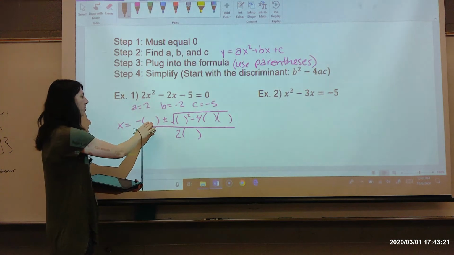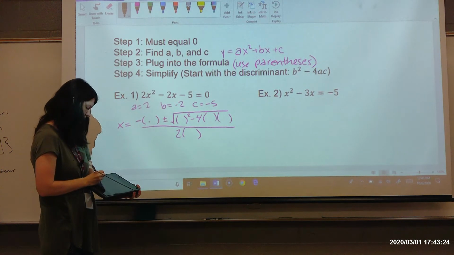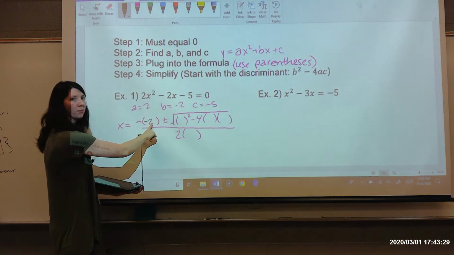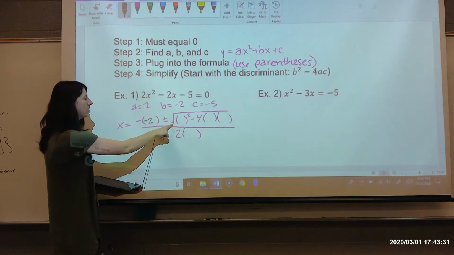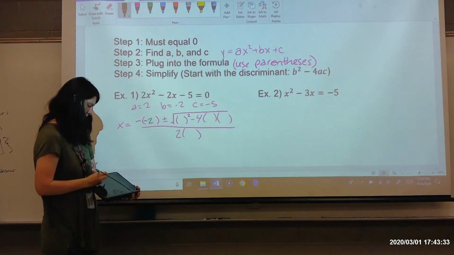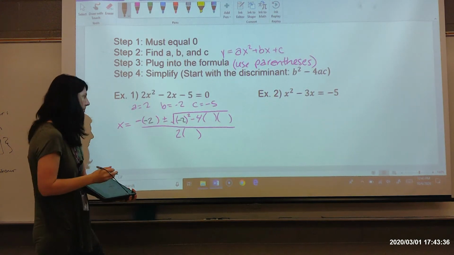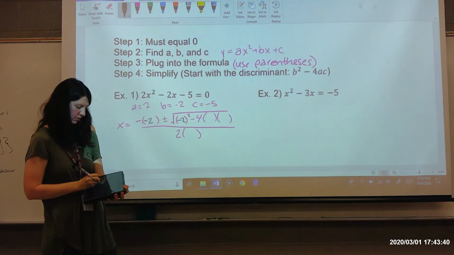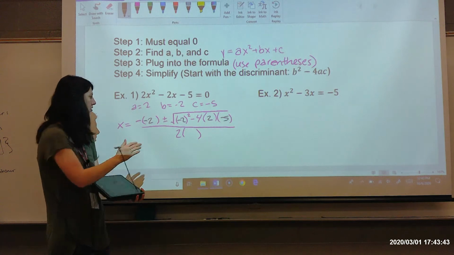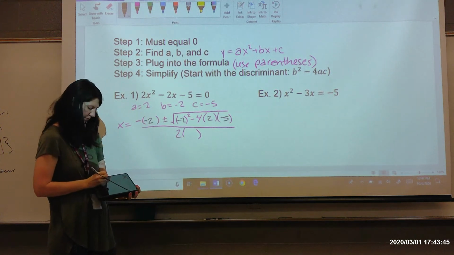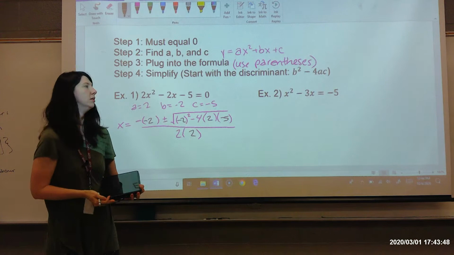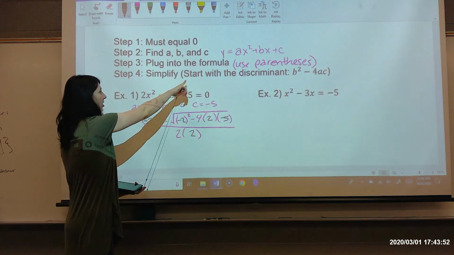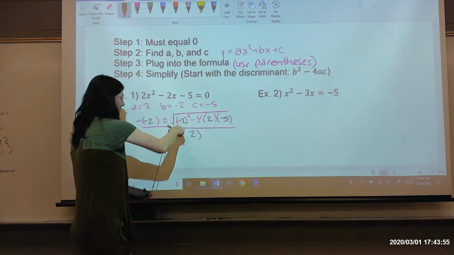This is going to be negative b, so I put my negative 2. Notice the double negative. That is okay. There's always a negative in front, and then you just put in whatever b is here, positive or negative. Plus or minus the square root of b squared. So I put in my b of negative 2, minus 4 times a times c, all divided by 2 times a. Okay? All right, so I'm going to simplify. And notice I said to start with the discriminant. So I'm going to start right here, and we're going to simplify right there.